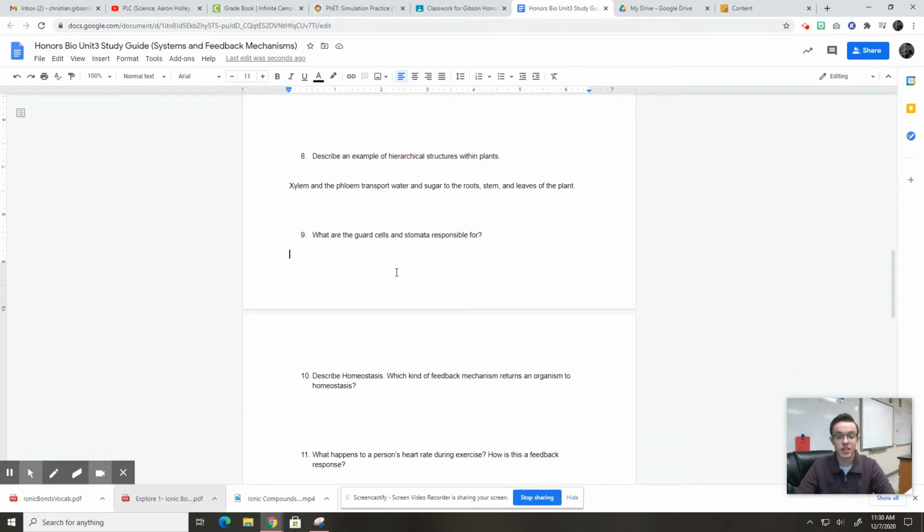Number 9, what are the guard cells in the stomata responsible for? Well, if you remember, the stomata is a little hole on the bottom of leaves that regulates gas exchange. Google wanted me to get fancy there and auto-corrected to transpiration. But we're just going to call it gas exchange, which is the same thing.